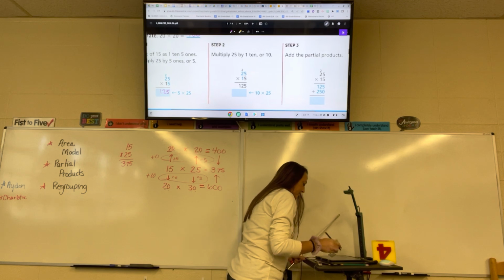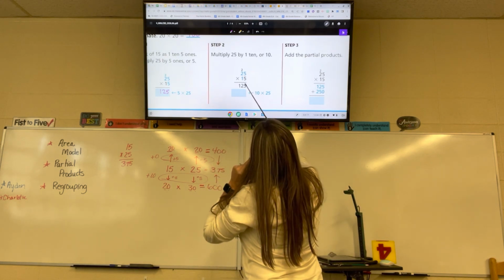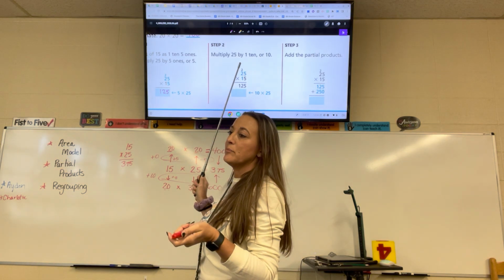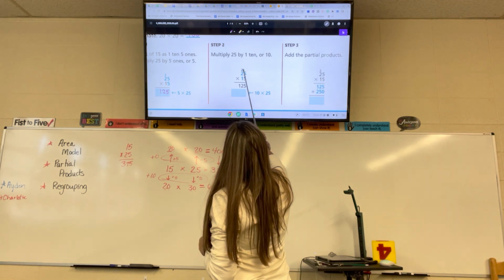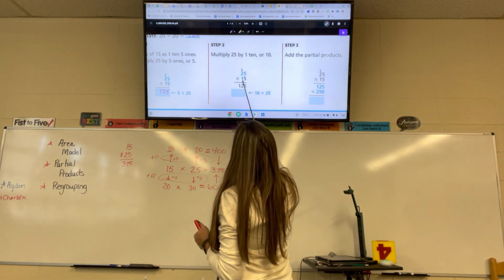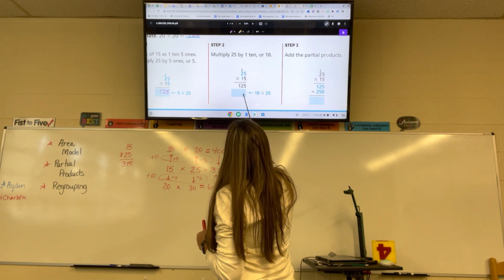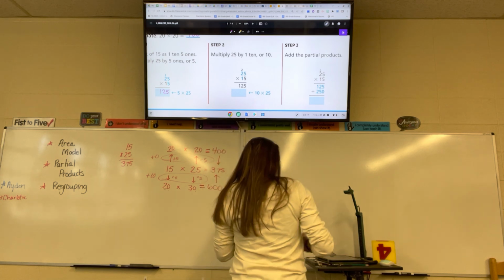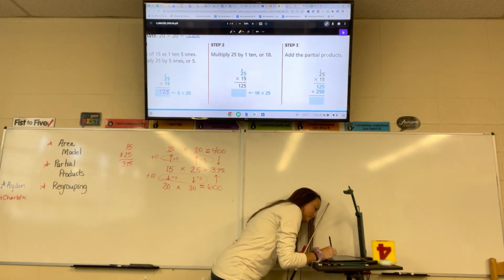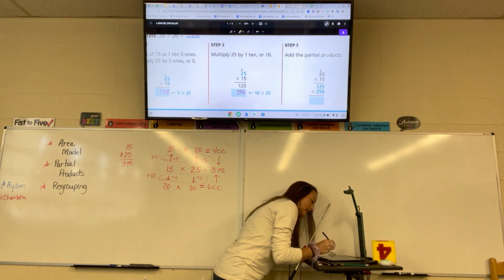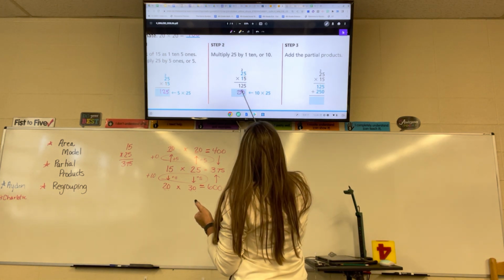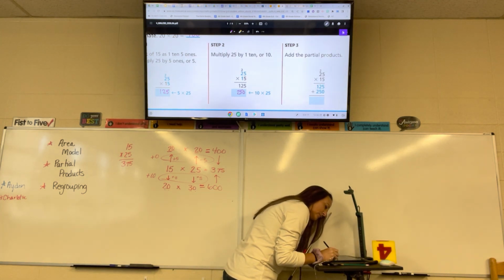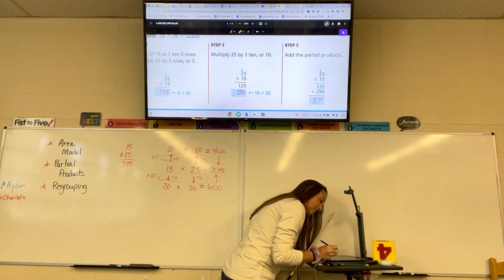Now, we're done with the 5, so it's out of use, and we're concentrating on what's in blue. We're multiplying 25 by 1, but this isn't really a 1, is it? It's a 10. So we're going to start with our 0 placeholder. And then we're going to do 25 times 1. What's 25 times 1? 25. So we end up getting 250, right? So now in this last step, we add them together. 125 plus 250 is 375.